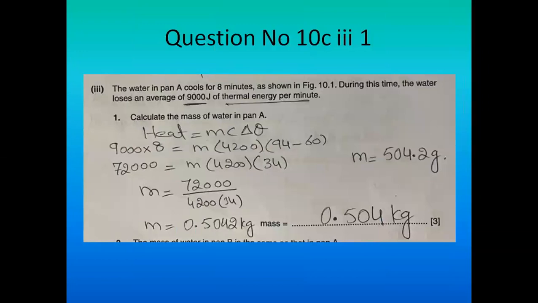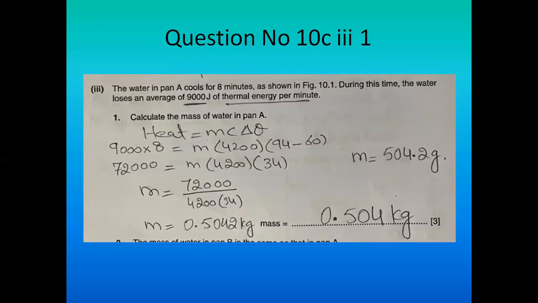Heat is equal to mc delta theta. Heat will be 9,000 multiplied by 8, because in 1 minute 9,000 joules of energy is lost, so in 8 minutes 72,000 joules will be lost. The C, specific heat capacity of the water, is given: 4,200 joules per kg per degree centigrade. The change in temperature is from 94 to 60, that's 34. So 72,000 equals m multiplied by 4,200 multiplied by 34. So m will be 72,000 divided by 4,200 divided by 34, and that will be 0.5042 kg.